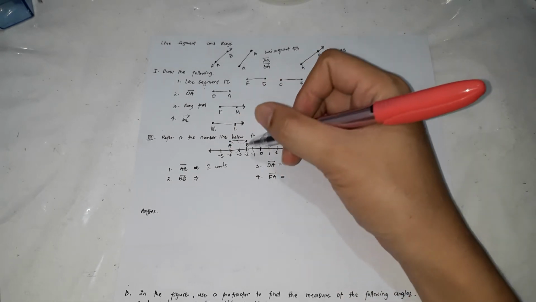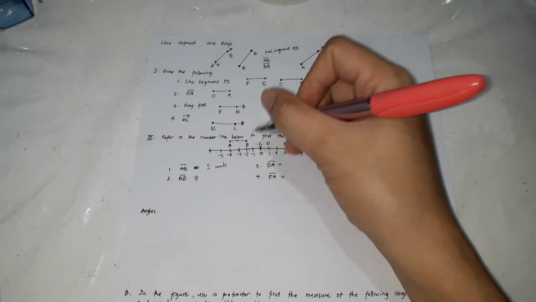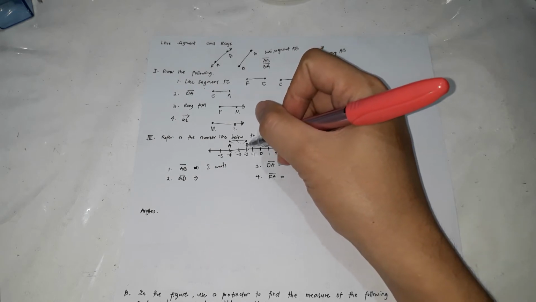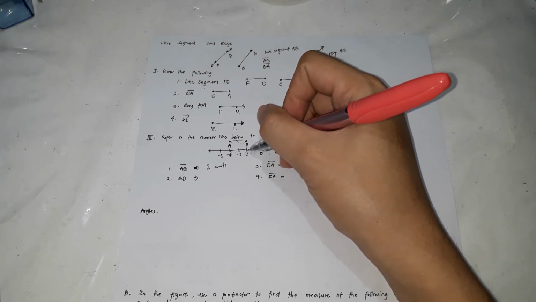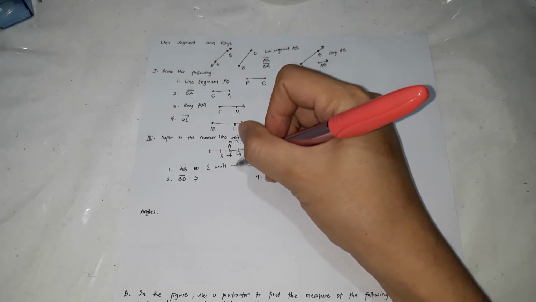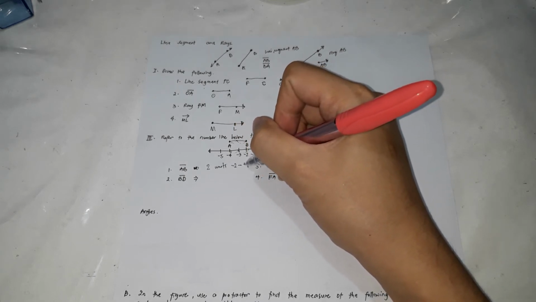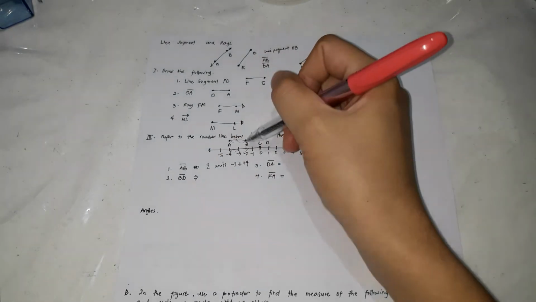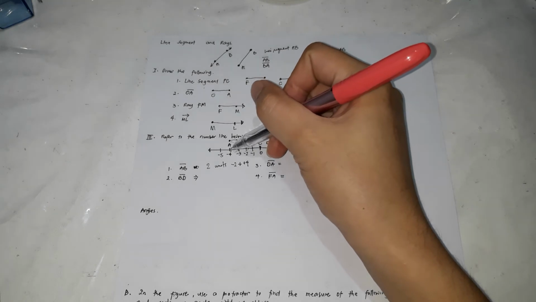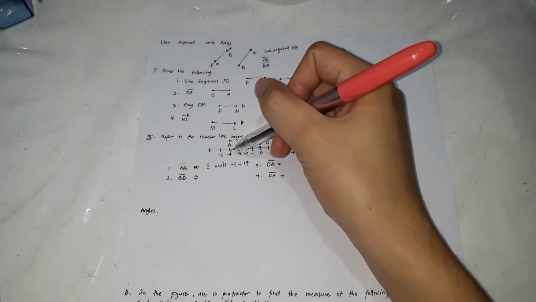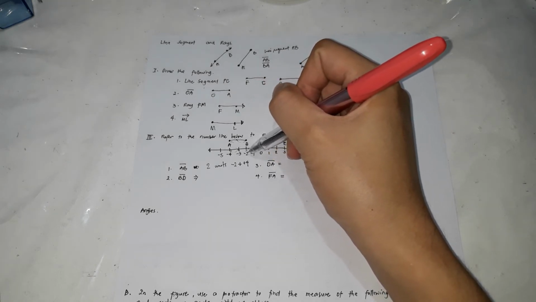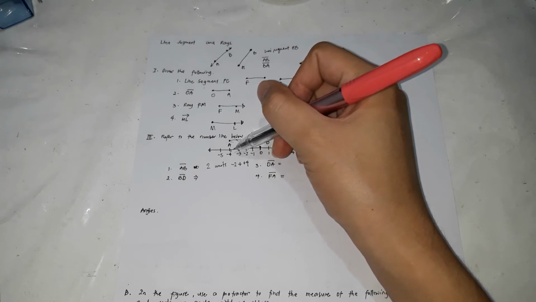If you don't know how to count, you could simply subtract. So -2, bawasan mo ng -4. So the answer would be 2. Because B is at -2 and A is at -4, you could simply subtract them. Maunang -2 kasi mas malaki siya kaysa sa -4.